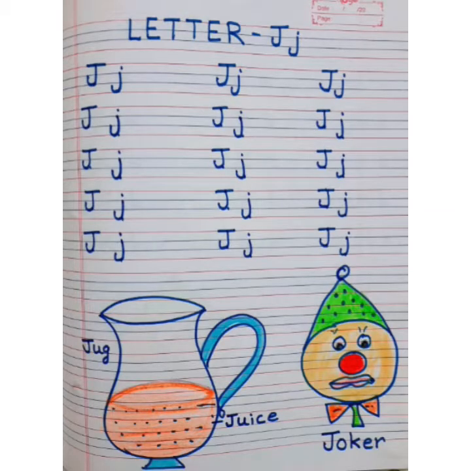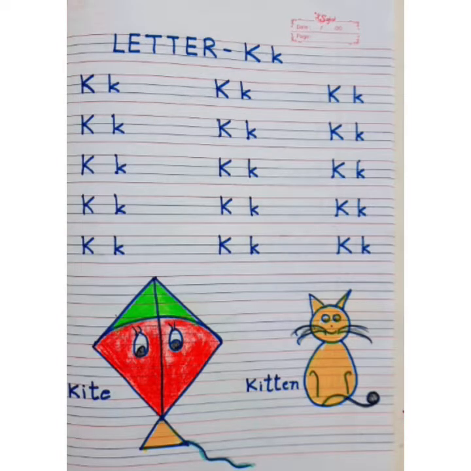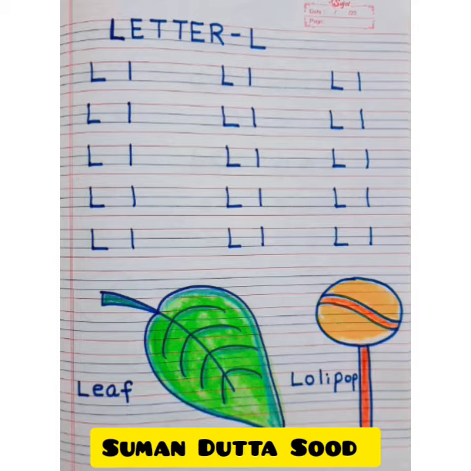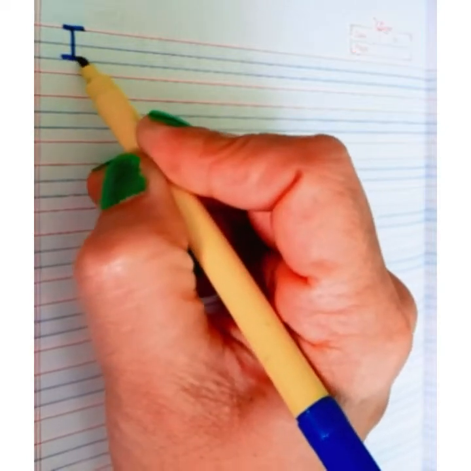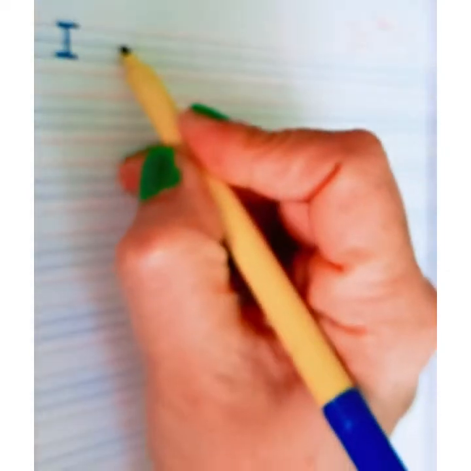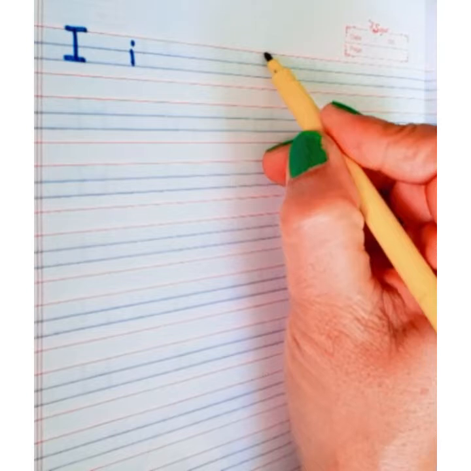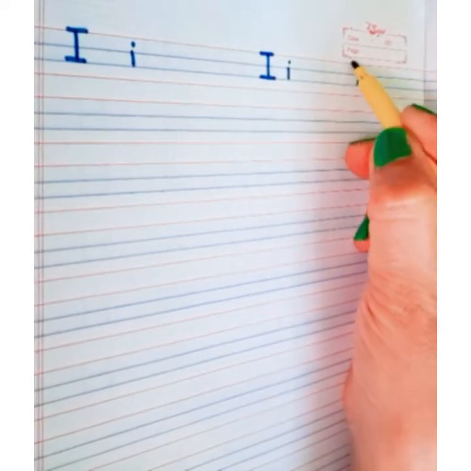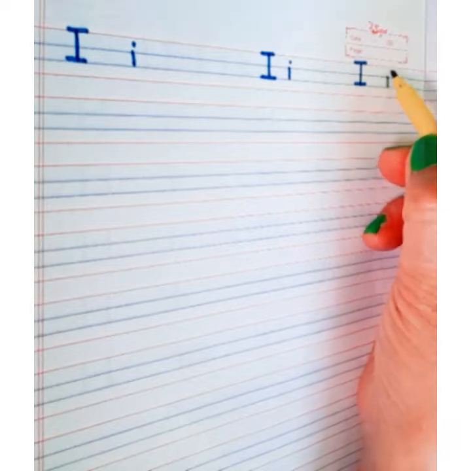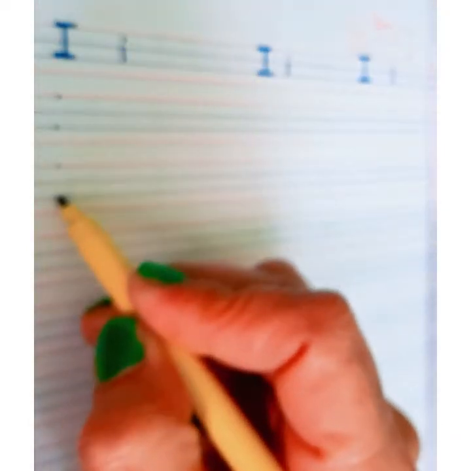Today we are going to learn about letter I, J, K and L. Let's start writing letter I first. We have to make a big standing line and two sleeping lines. Then for small i, we have to put a small standing line. I, E.